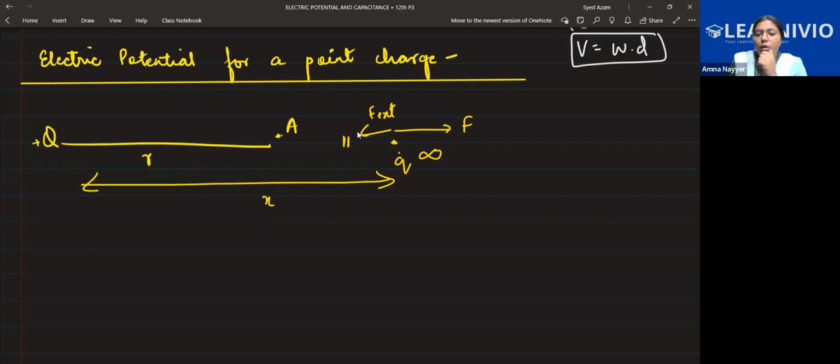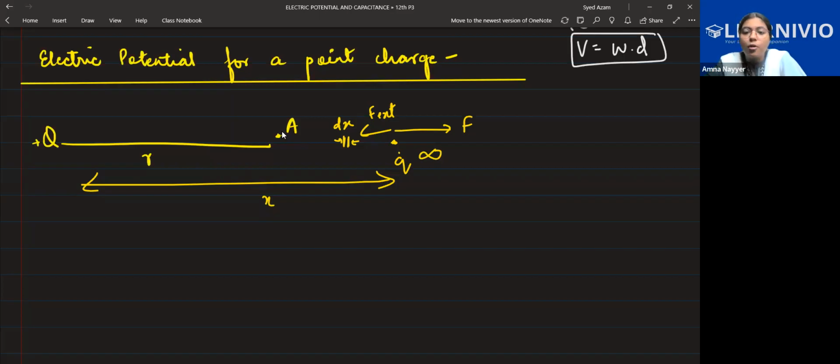Now look, in between I have taken a very small distance. This very small distance that you can see, that is dx. All right. Now what am I doing? This charge is at infinity and I am trying to bring it here at this point A, and I am deriving the electric potential for this point charge. So it's a property of a single charge only. But since we require force for work done, we have to bring one more charge for the calculation.